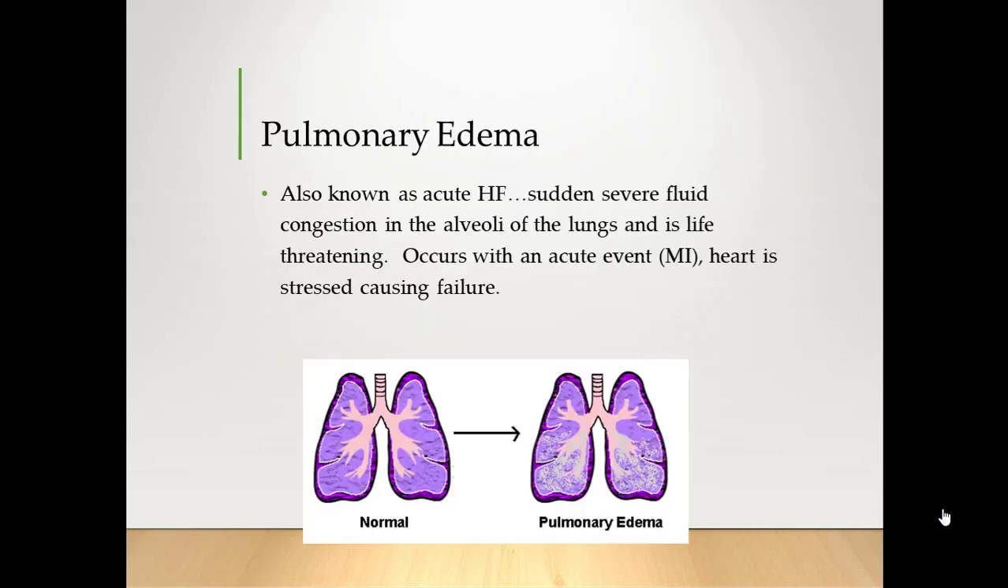All right, so moving on to pulmonary edema. Pulmonary edema is also called acute heart failure. It is a sudden, severe fluid congestion in the alveoli in the lungs. So basically the lungs are filling up with fluid. It can be life-threatening. Sometimes it can happen with an MI. Basically, the heart is stressed and it's going to cause failure, and it's going to fill up with fluid because it's not able to pump effectively. So the fluid's just building up and ending up in the lungs.